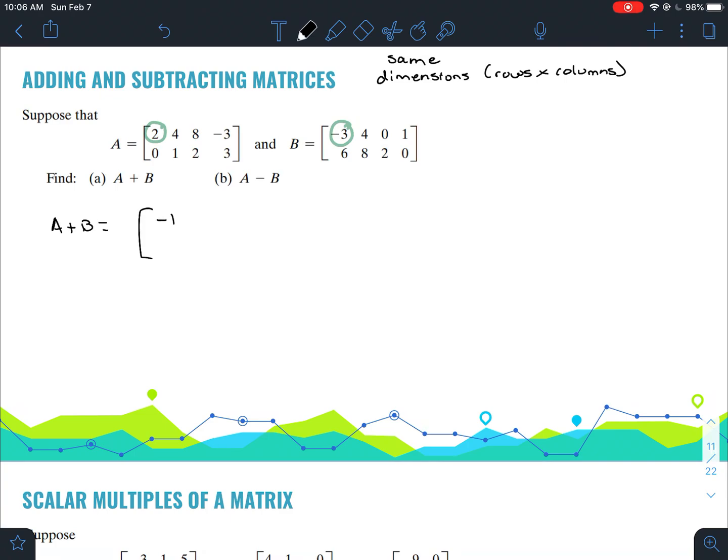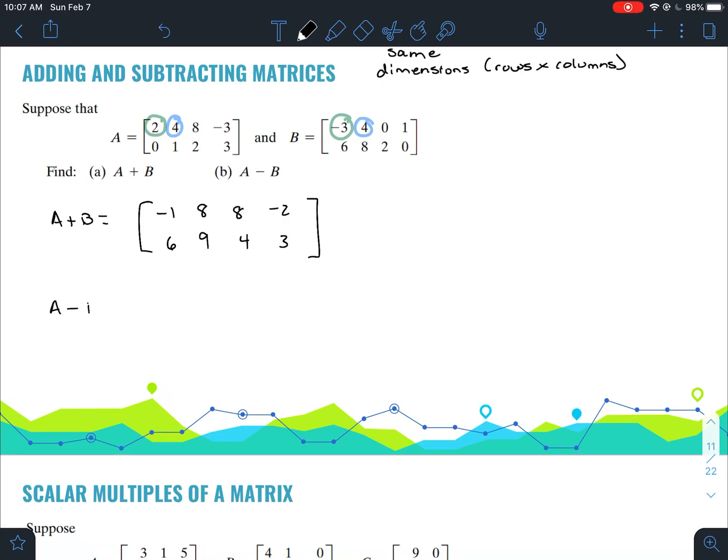So that would be -1. And then you would take the second element and add it to the second element. So it would be 8, and then so on and so forth. So you would get 8. You would get -2. And then in the second row, you would get 6, 9, 4, and 3. And so that would be matrix A plus matrix B.